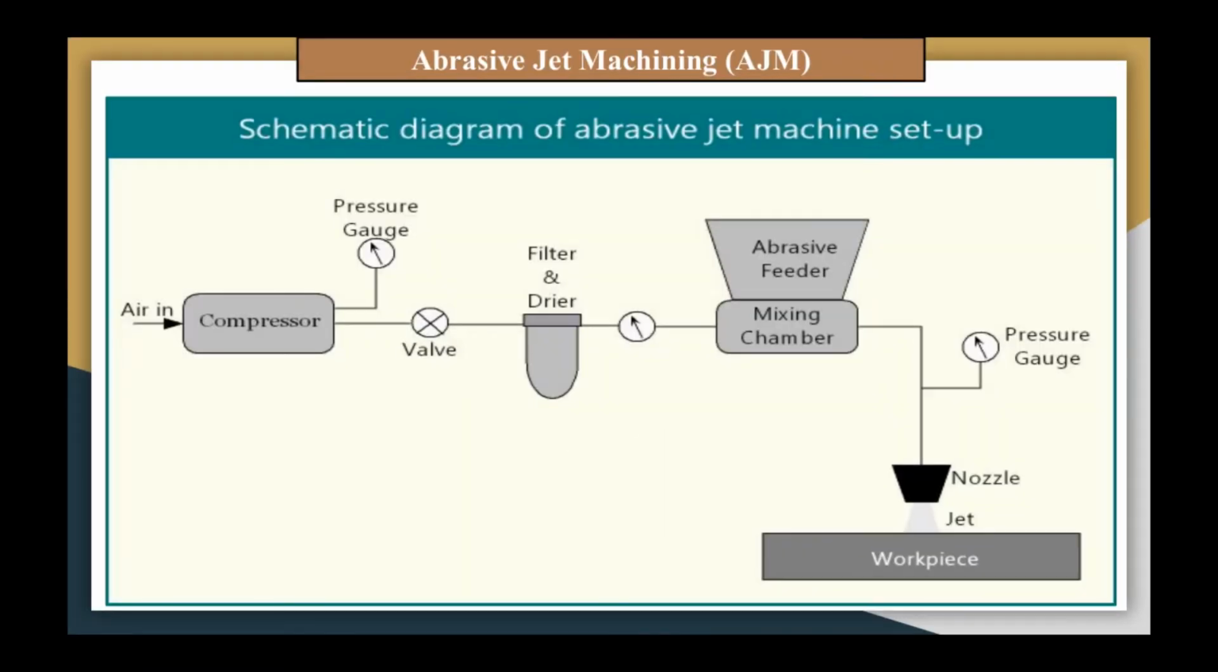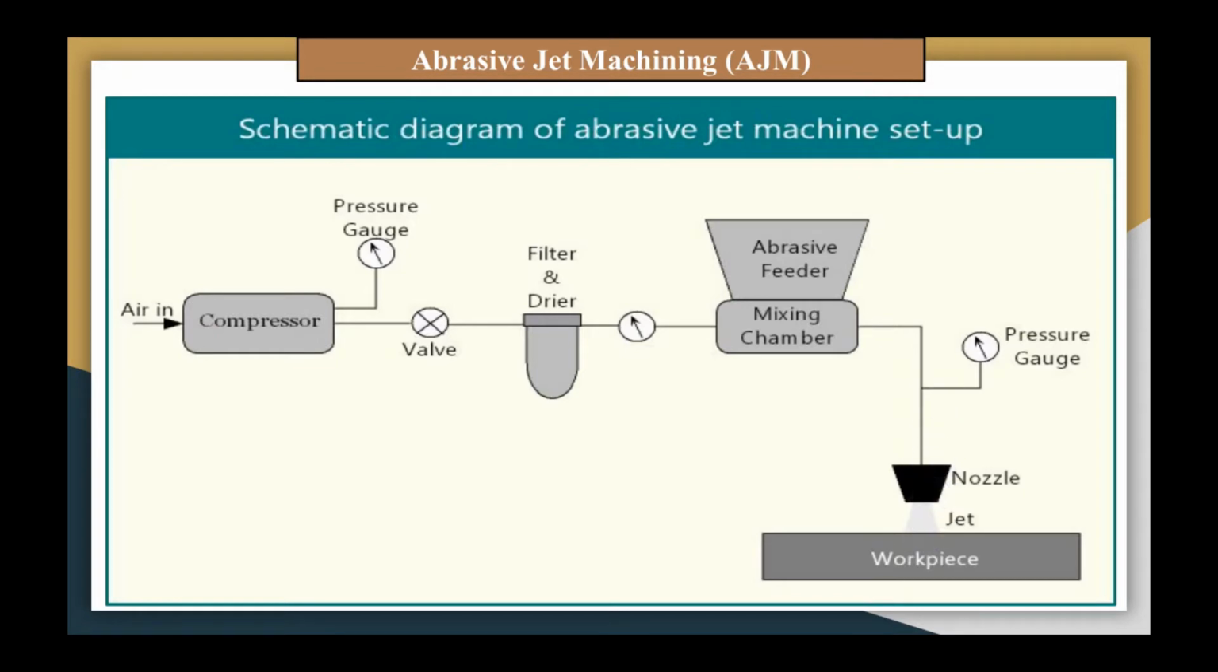First, we'll take an overview of the working principle of AJM. In abrasive jet machining, abrasive particles are first mixed with compressed gas at a predefined mixing ratio, and this mixture is then directed towards the workpiece in the form of a high velocity jet by means of a nozzle. The small diameter nozzle converts the pressure energy of the air abrasive mixture into kinetic energy.